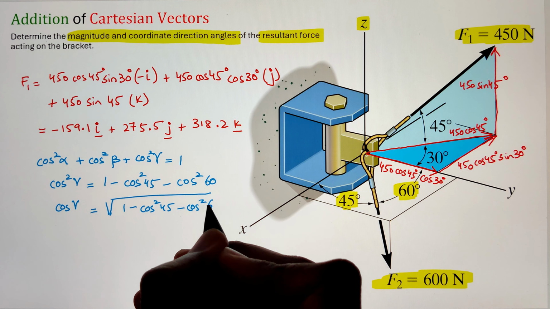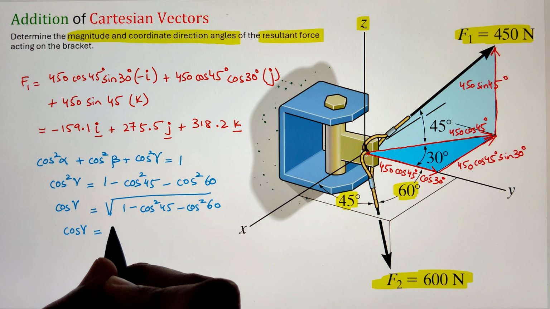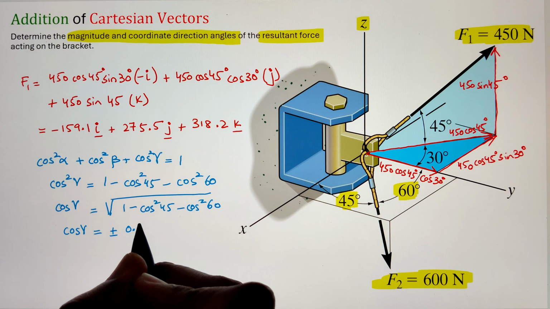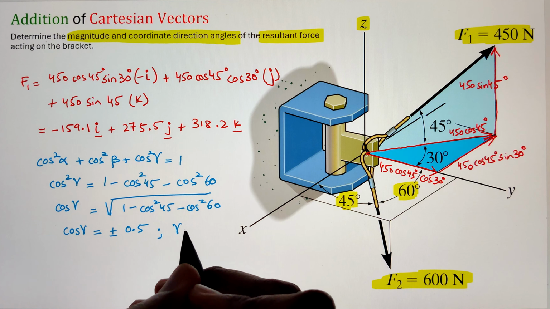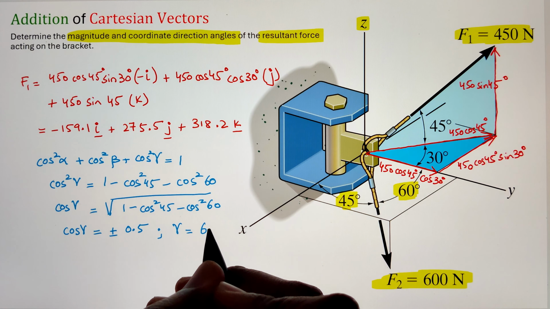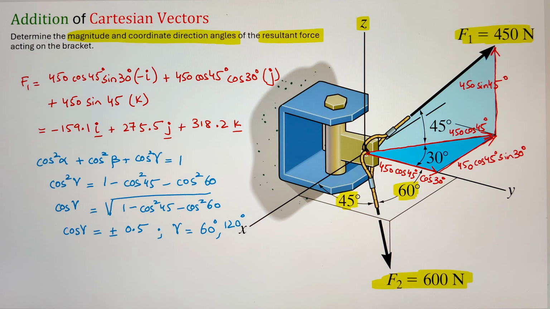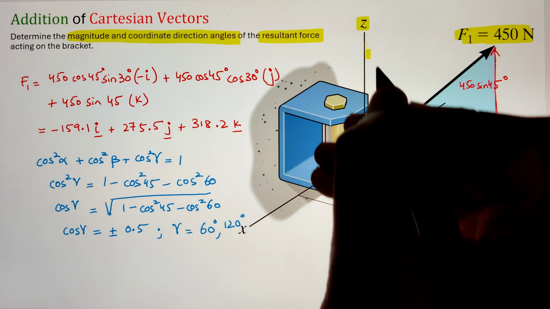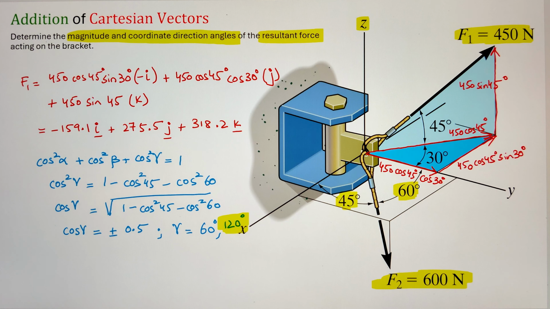Now taking the cos inverse, we get two values, one with the positive 0.5 and the other with the negative 0.5. That is 60 and 120 degrees respectively. Now in this case, if you look, the force is actually acting downwards, so it cannot be making an angle of 60 degrees with the z-axis. Here it will be making an angle of 120 degrees with the z-axis.